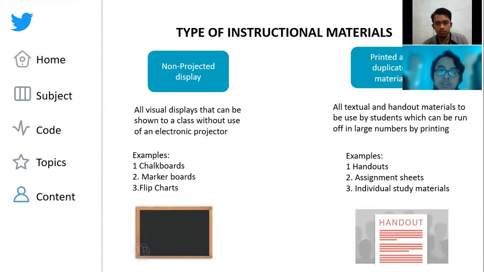For the instructional resource, the definition is the materials that are used to aid in the transference of information from one to another. There are several types of instructional material. First is non-projected display, which is the display used to show in class without an electronic projector, for example chalkboard, marker board, and flip charts. And second is the printed and related materials, where textual materials and handouts can be printed in large numbers, such as handouts and assignments.